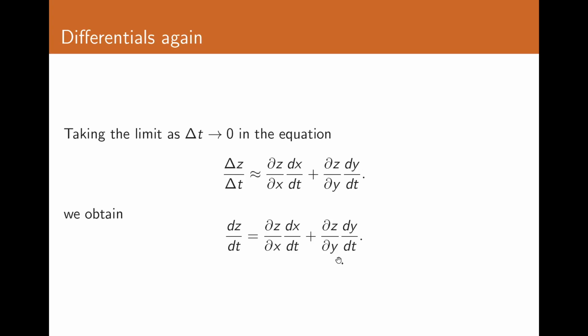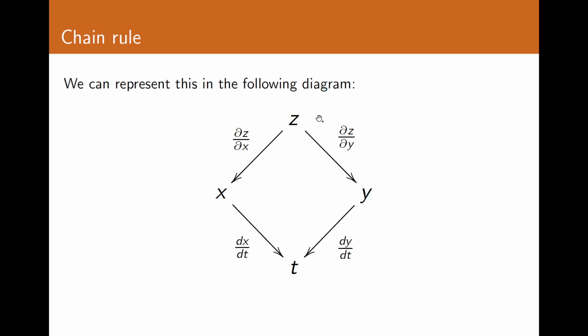So this is how we would calculate the derivative of z with respect to t if we have these functions that are a composition, where z is a function of x and y, and x and y are both functions of t. There's a nice visual way to represent this that helps us keep everything in mind.